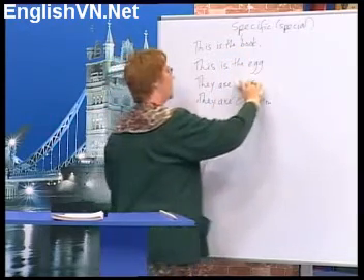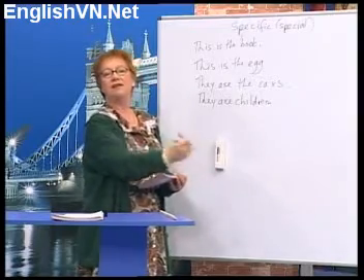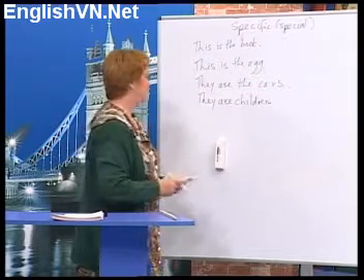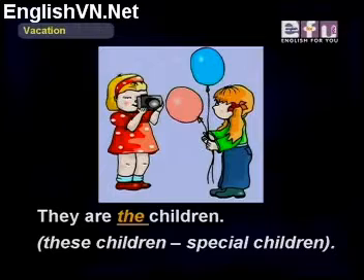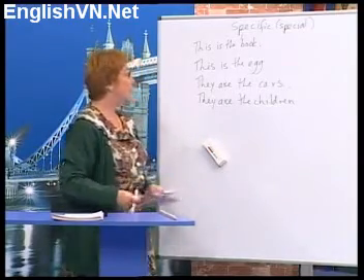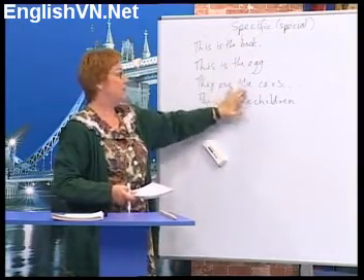Okay, now we have to change this one a little bit. They are the cars. Now we could put something like this. They are the cars I like. Very specific or special. And then finally, they are the children. They are the children, the special children I teach. They are the children. It's a special group now. Okay? So the is used when it's very specific, and look, it's all the same.